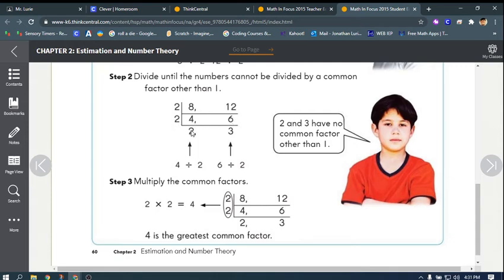So half of 4 is 2. 4 divided by 2 is 2. 6 divided by 2 is 3. Half of 6 is 3. So we've got these 2 as our common factors. And then you multiply the common factors. So 2 times 2 is 4. 4 is the greatest common factor. Wow, that's so much fun.